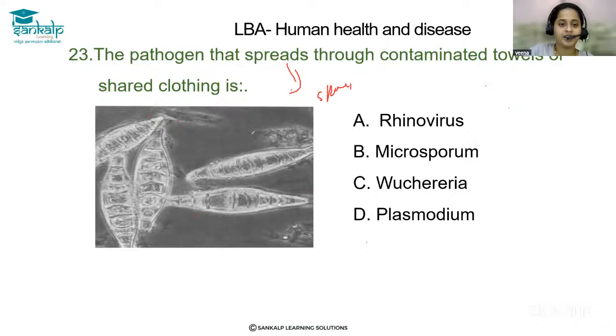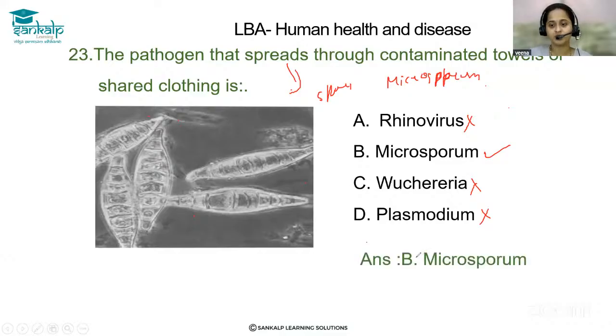They are very small in size, and those are called Microsporum. This is the pathogen that spreads through a contaminated towel or shared cloth. It is not rhinovirus, Escherichia is also not correct, and not Plasmodium. So the correct answer is Microsporum, the pathogen that spreads through contaminated clothes or towels. The correct answer is option B, Microsporum.